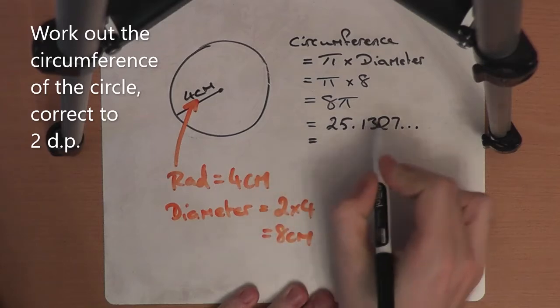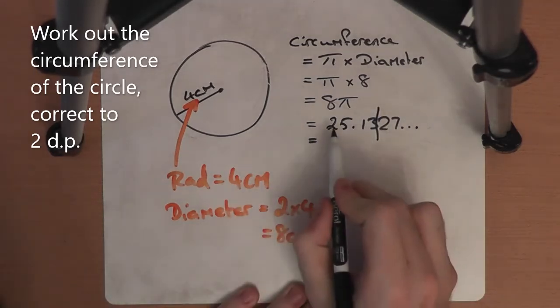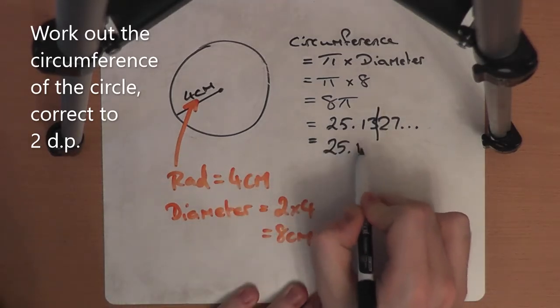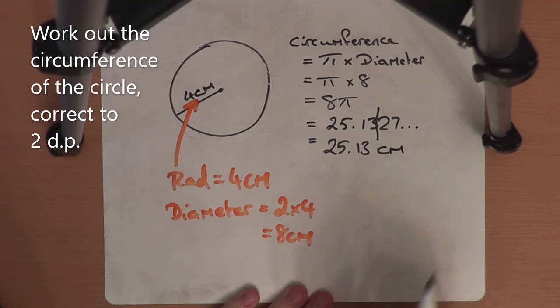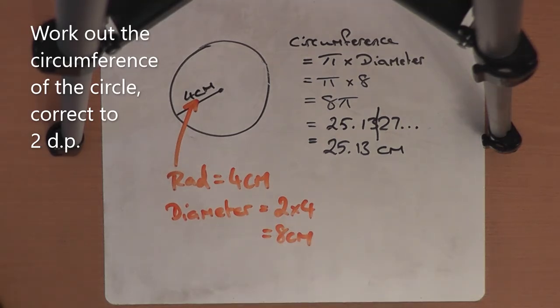So 25.1327 and then I'm going to round that to 2 decimal places. There's my split line, so it will be 25.13. It'll stay as a 3 because the number after the line is a 2, which is going to keep it at the lower one. So 25.13 centimetres once again.